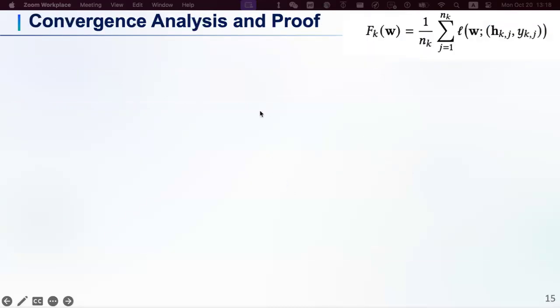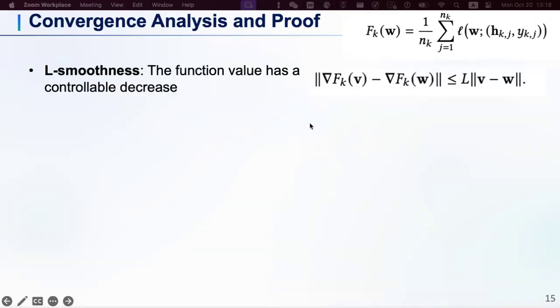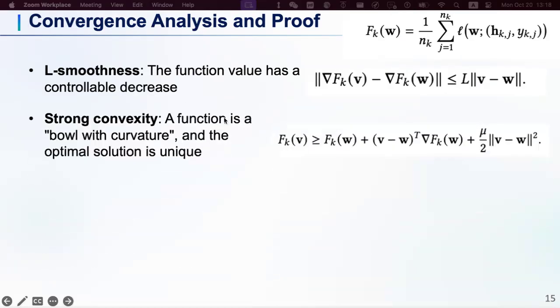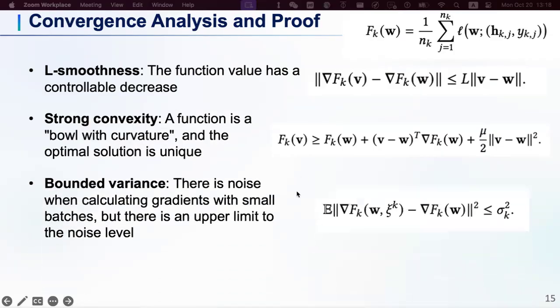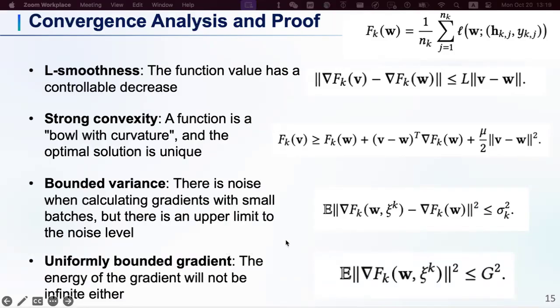Okay, then we further analyze the properties of the function f_k and delta of f_k. The first one is L-smoothness: the function value has a controllable decrease. The second one is strong convexity: the loss function is bowl-shaped with the kernel, and the optimal solution is unique. The third one is bounded variance: there is noise even when calculating gradients with a small batch, but it is limited to a noise level. Then there are uniformly bounded gradients: the energy of the gradient will not be infinite either.